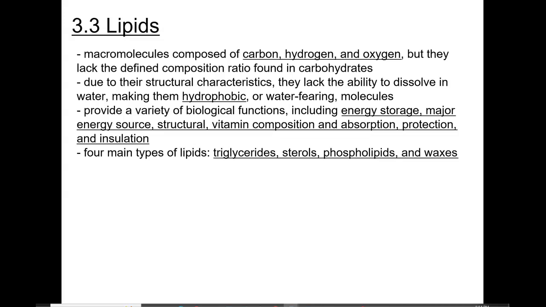We find them in places like the hypodermis, where lipids help to insulate our body. Also, we find vitamin composition and absorption important. So these are for your fat-soluble vitamins, and protection and insulation, like I've already described. There are 4 main types of lipids. You can have your triglycerides, your sterols, your phospholipids, and your waxes.